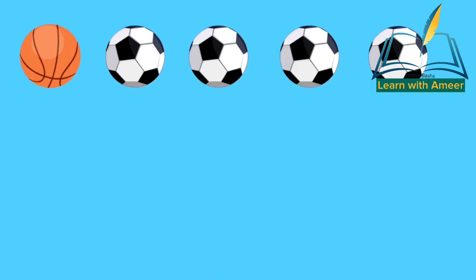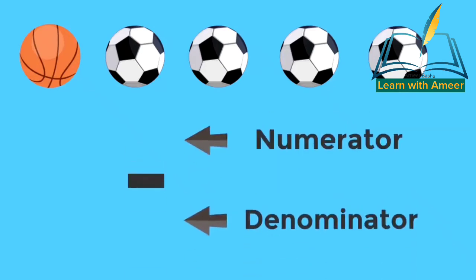Now imagine we have 5 balls children, and in those 5 balls, one is a basketball and the other 4 are footballs. Now tell me what fraction of basketballs are there in that. What is it children? We have to write what fraction of basketballs are there in that picture. Now start off with numerator and denominator.